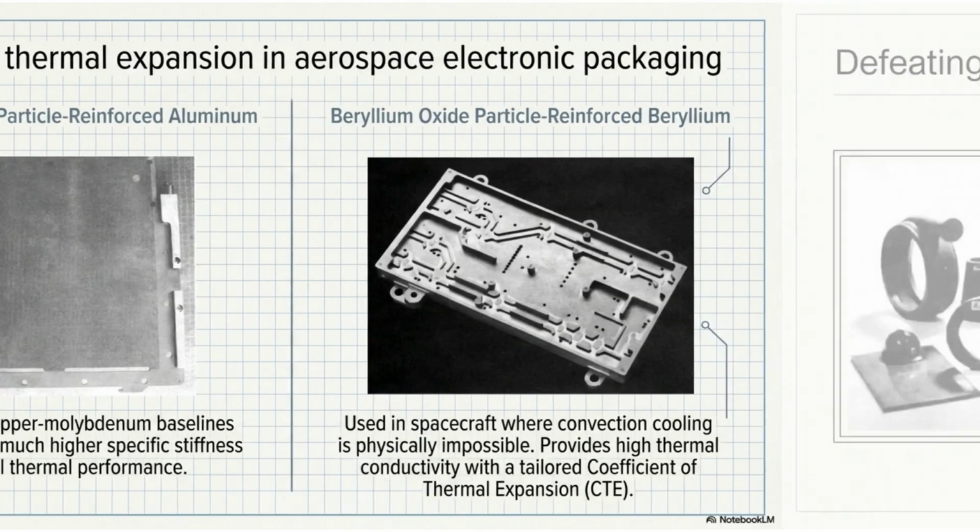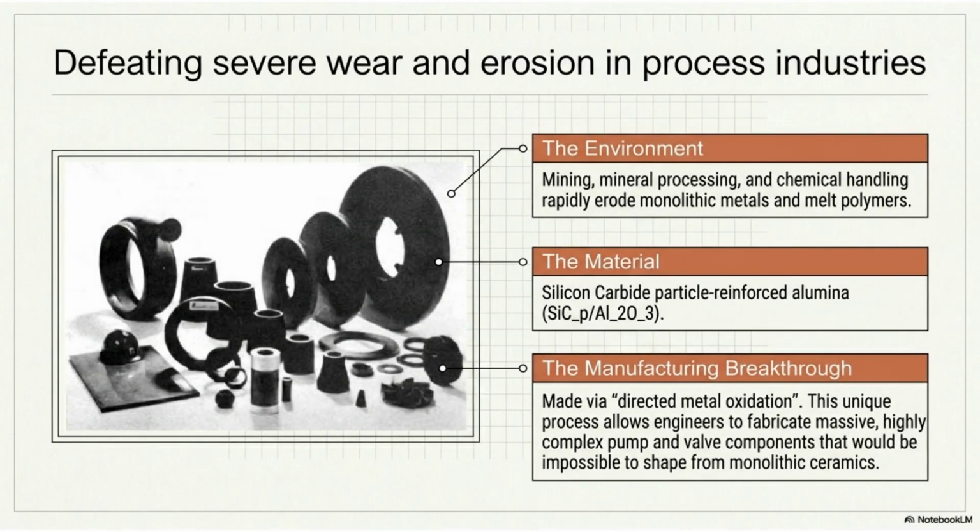In process industries, severe wear and erosion must be defeated. Materials like silicon carbide particle-reinforced alumina resist erosion from mining and chemical handling. The manufacturing breakthrough is directed metal oxidation, which allows for massive, complex pump and valve components that cannot be made from monolithic ceramics.